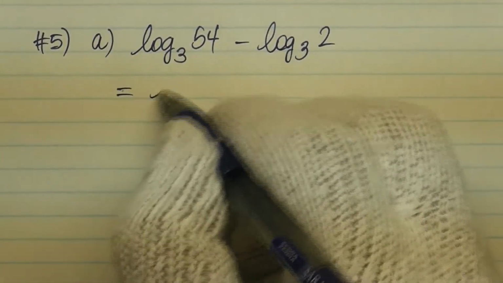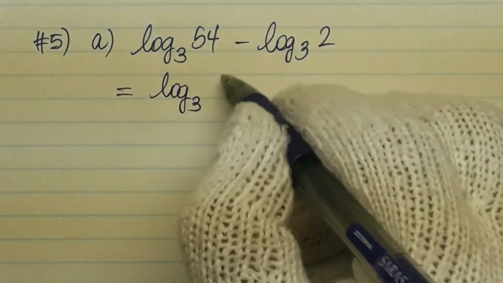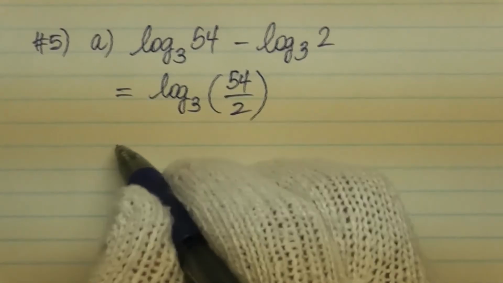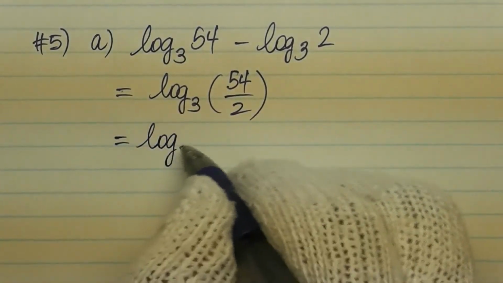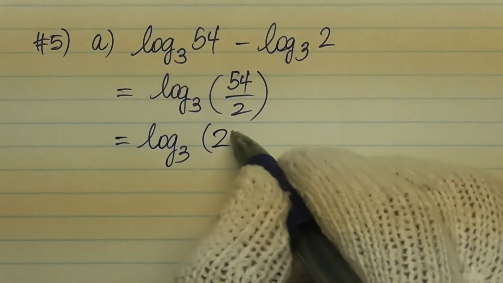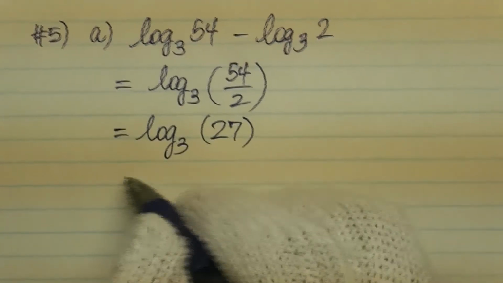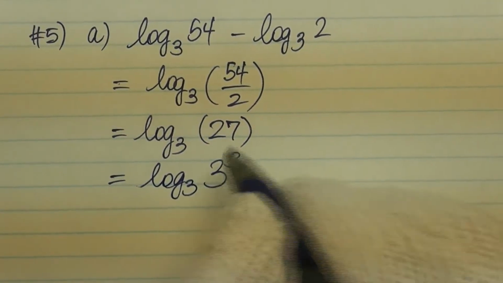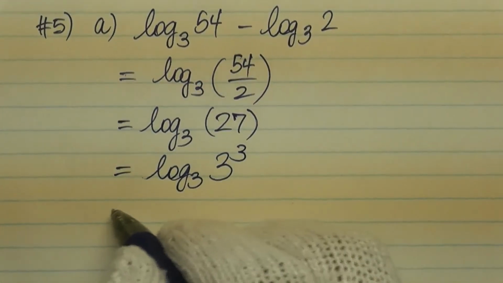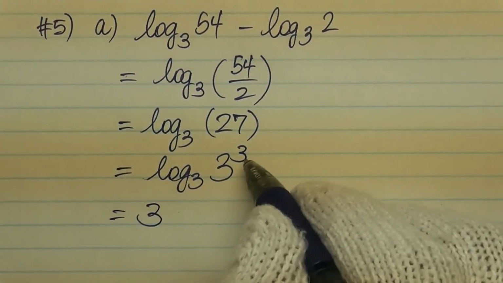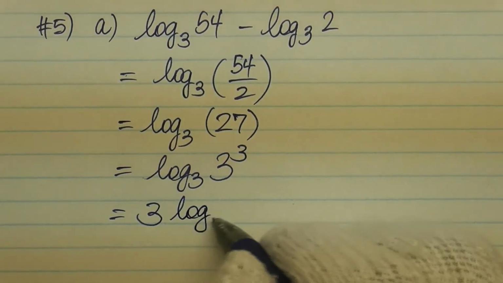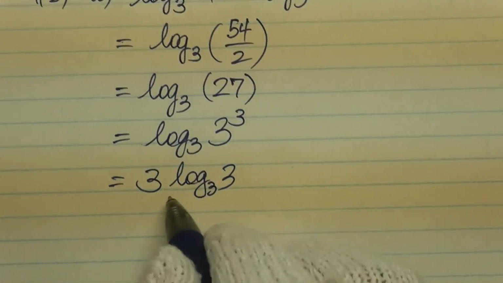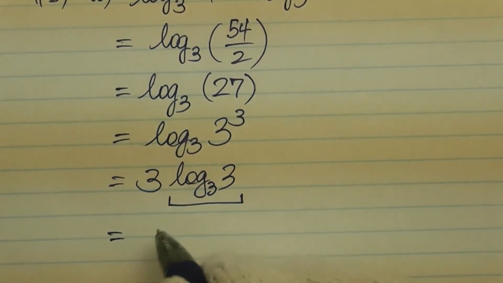So this is going to be log base 3 of 54 divided by 2. 54 divided by 2 is 27. That's the same as 3 cubed. That comes down in front. The log base 3 of 3 is 1.